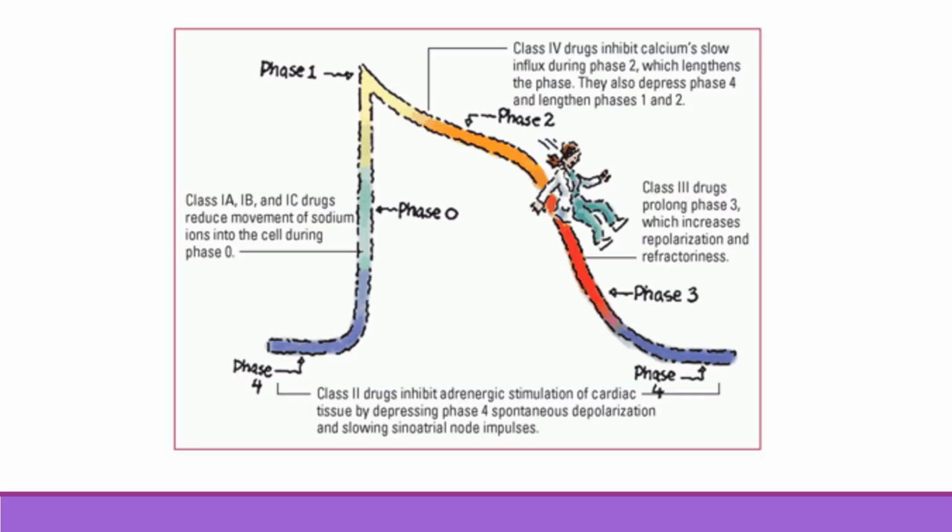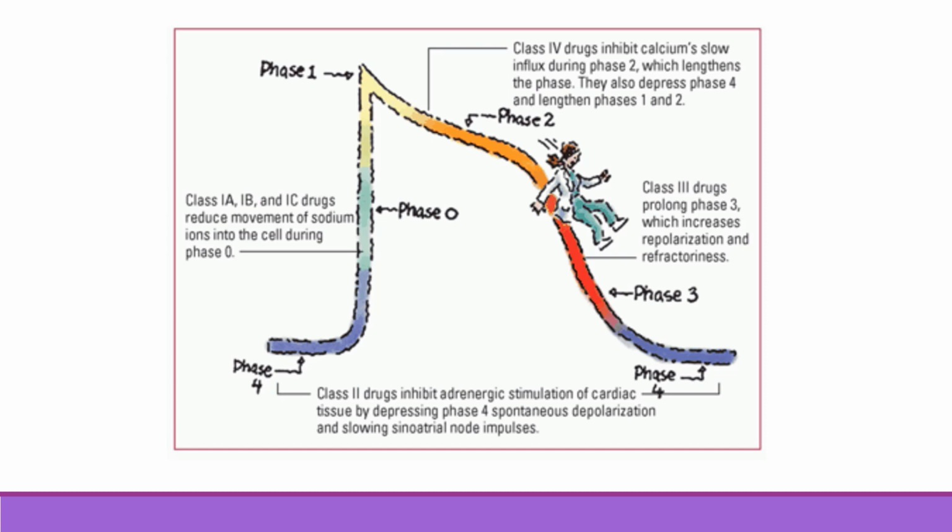And this is a great slide to show you where some of the classes of antiarrhythmics work. So you'll see again that phase 4 is where you're resting. So you'll see that at both the beginning and the end of the action potential. At phase 0 on the left in that green color is where you'll see class 1A, 1B, and 1C drugs reduce the movement of sodium ions into the cell during phase 0.